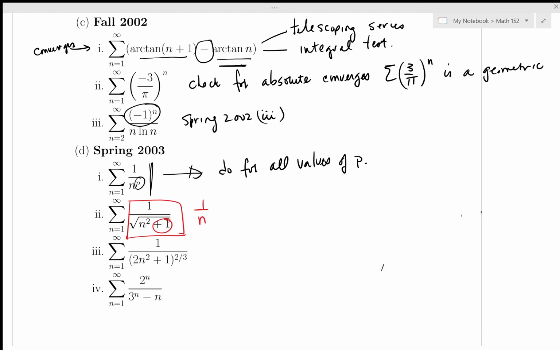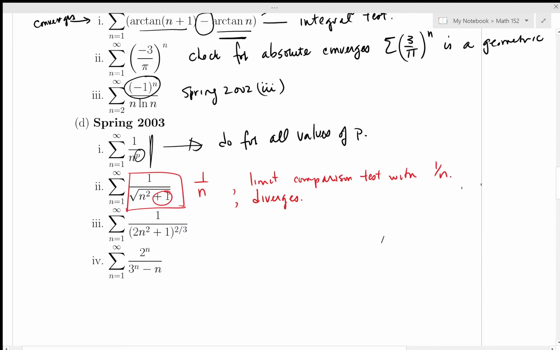So I would think to possibly then use the limit comparison test with 1 over n. And you'll find, in fact, that this thing diverges when you do that. Okay, I'm looking at the next one.